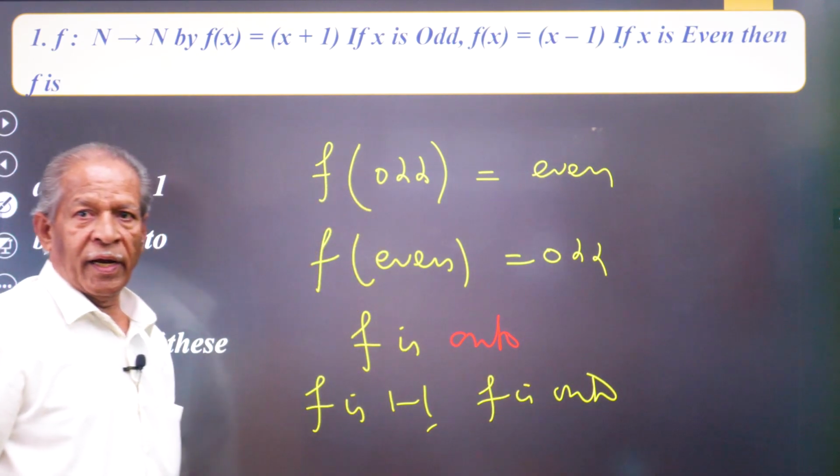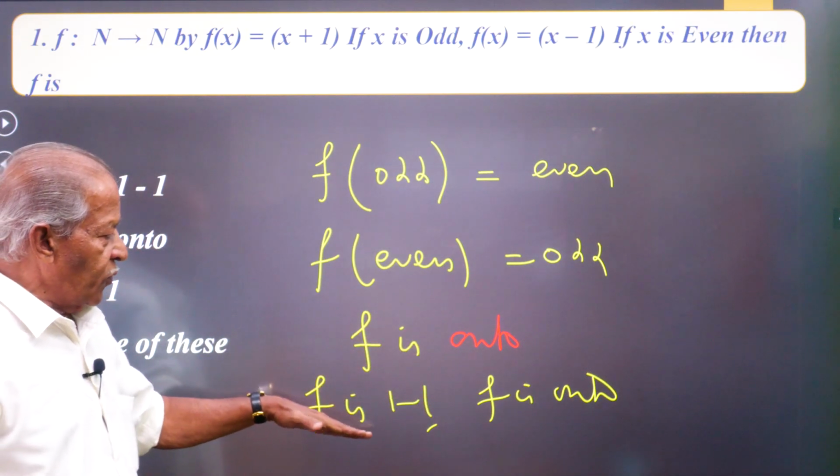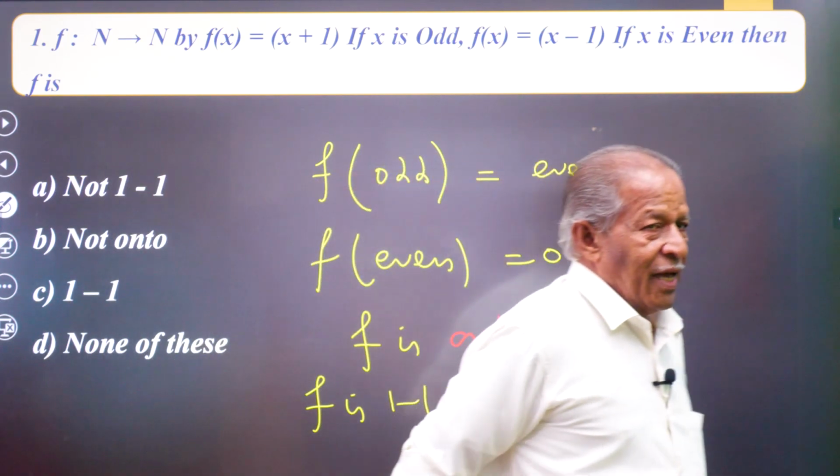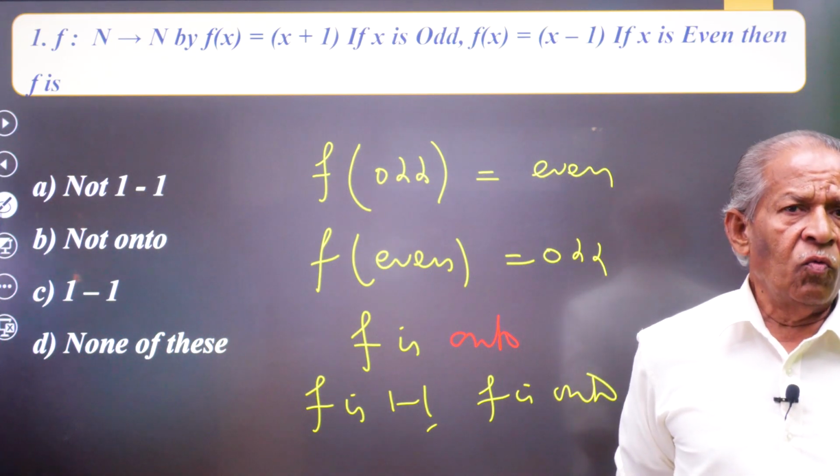F is onto. Handwriting not good. F is onto. And conclusion, F is 1-1, F is onto. This is a problem we have to solve by the formal method. Now, what is the problem?